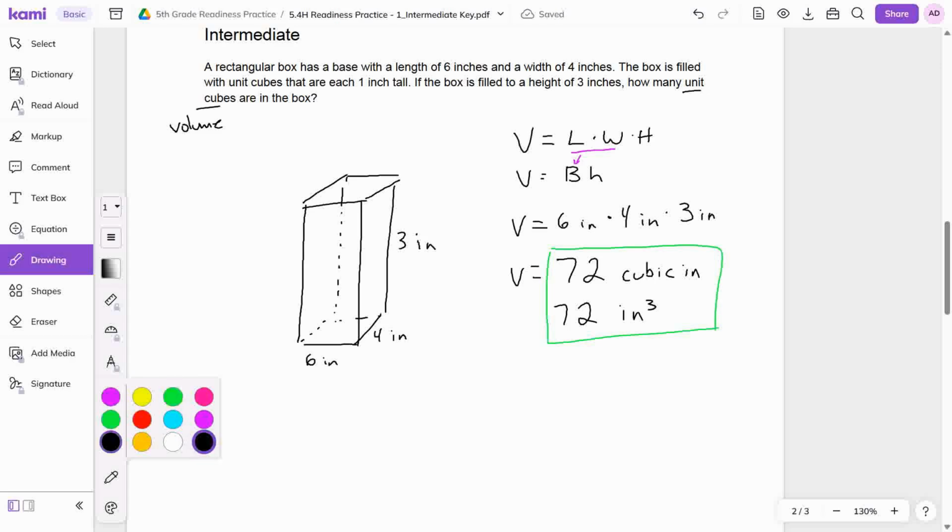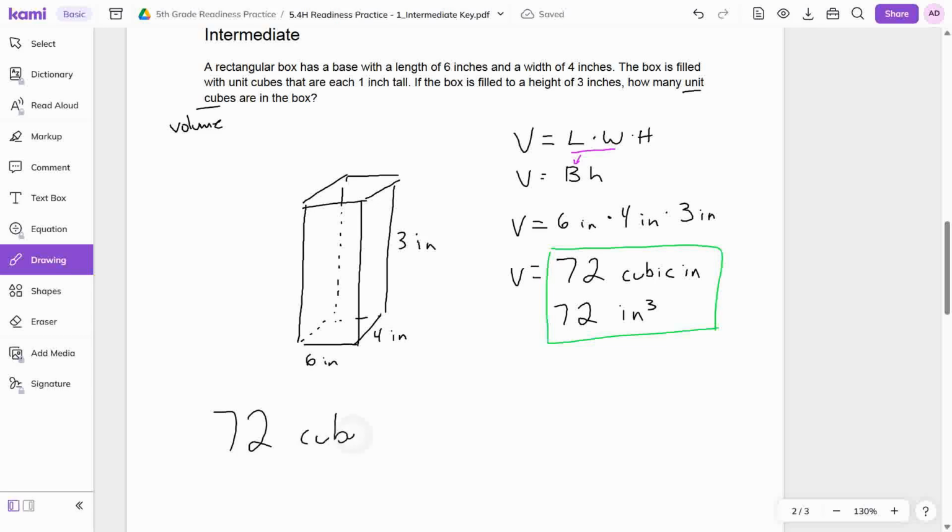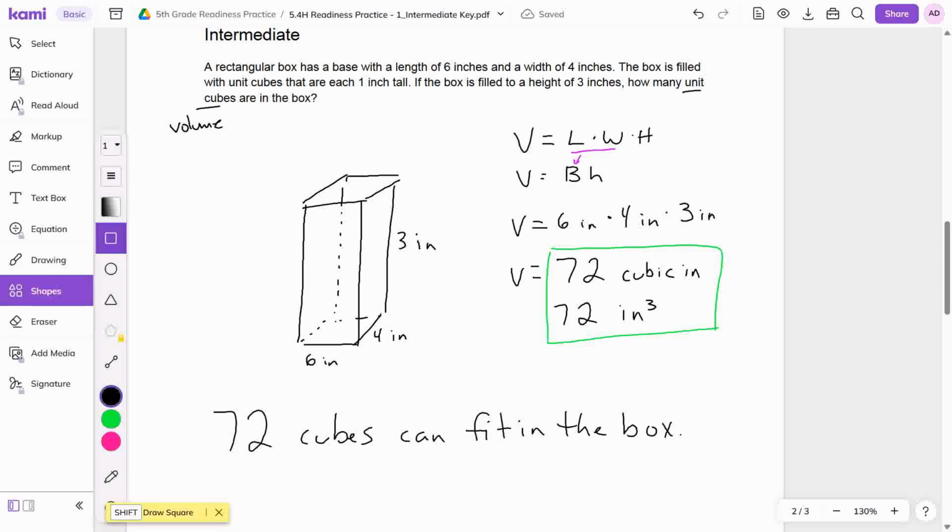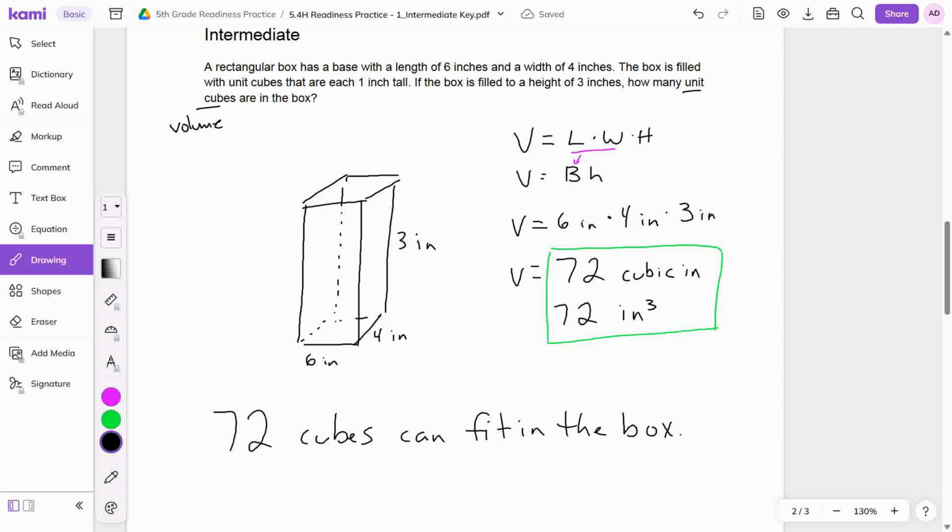We can put 72 cubes. And so we'll say 72 cubes can fit in the box. Since the question is really asking how many cubes can fit in the box, let's just go ahead and put it in terms of cubes.